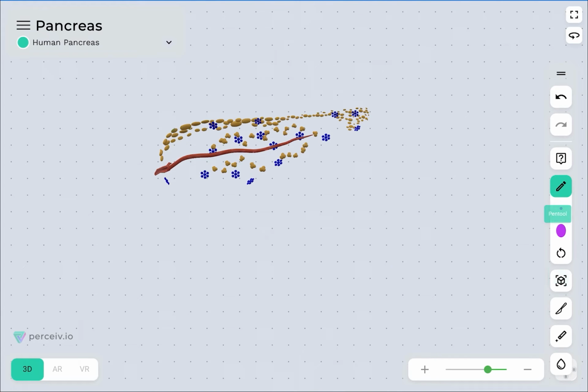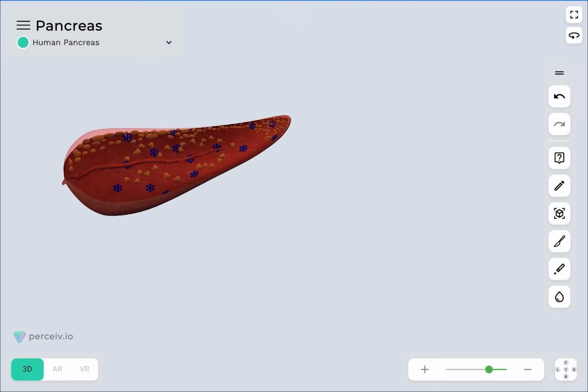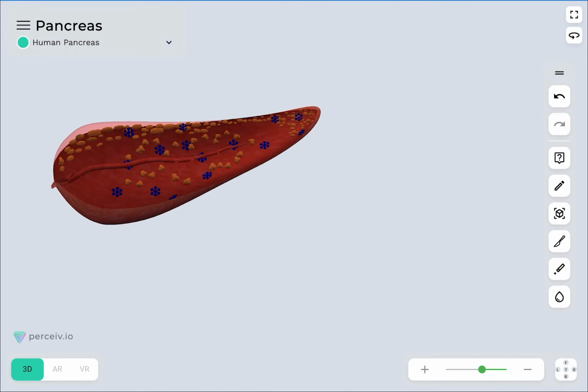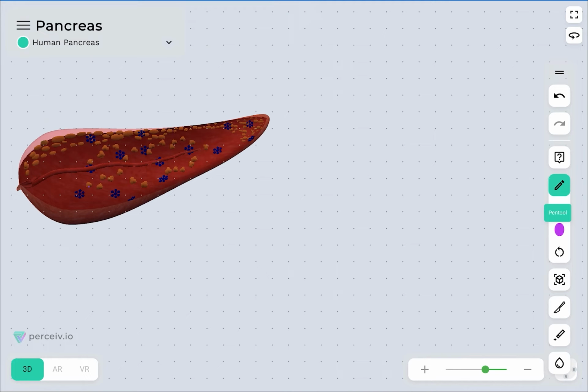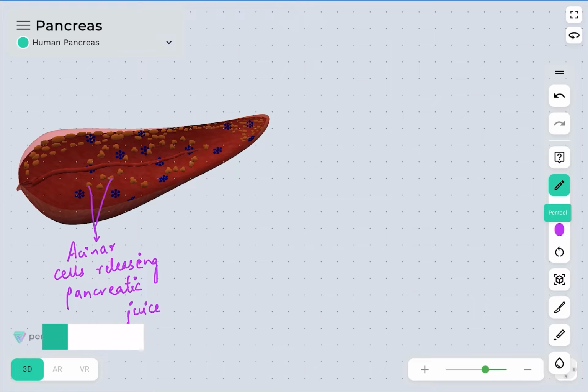Now we will simulate all the models together like this. So we have seen that these are the acinar cells releasing pancreatic juice. Now we will see what the different enzymes are that are actually present in the pancreas.